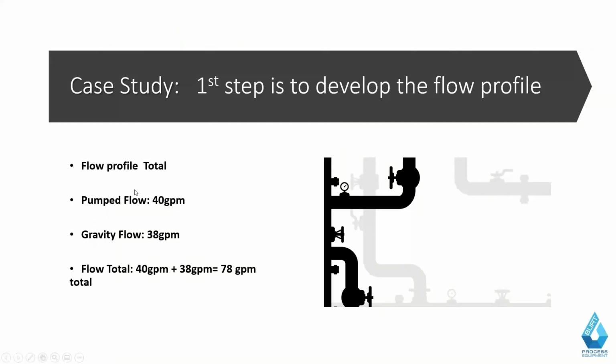So to develop the flow profile, we have 40 GPM pumped plus 38 GPM gravity. We end up with a 78 GPM total flow rate for our system. And this is what we'll utilize to then do our actual calculations for our different stages and sizing.